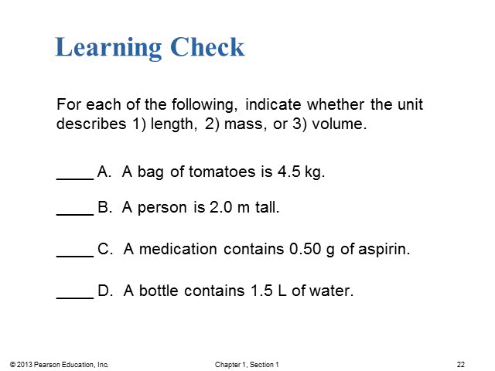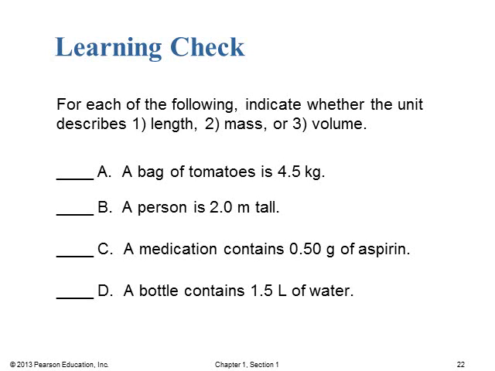So we just have to match up these different units of measurement with these different measurements conducted in different scenarios. In A, a bag of tomatoes is 4.5 kilograms, and if you remember, kilograms is the SI unit for mass, so scenario A is choice 2. Scenario B, a person is 2.0 meters tall, and if you recall, meters is the metric and SI unit for length, and so scenario B is choice 1.